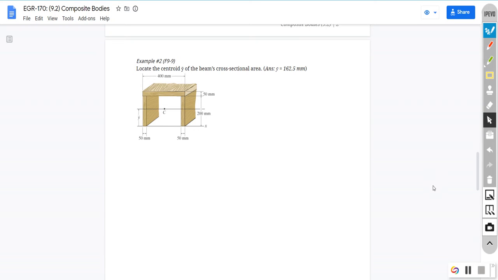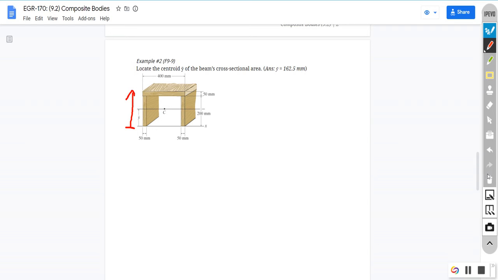In this video we'll be using composite bodies to try to find the centroid of the figure here, for example 2. So we're only going to find it in the y direction because it is symmetric. Being symmetric, we know that the centroid in the x direction is along the line of symmetry here. So we only need to find it in the y direction.